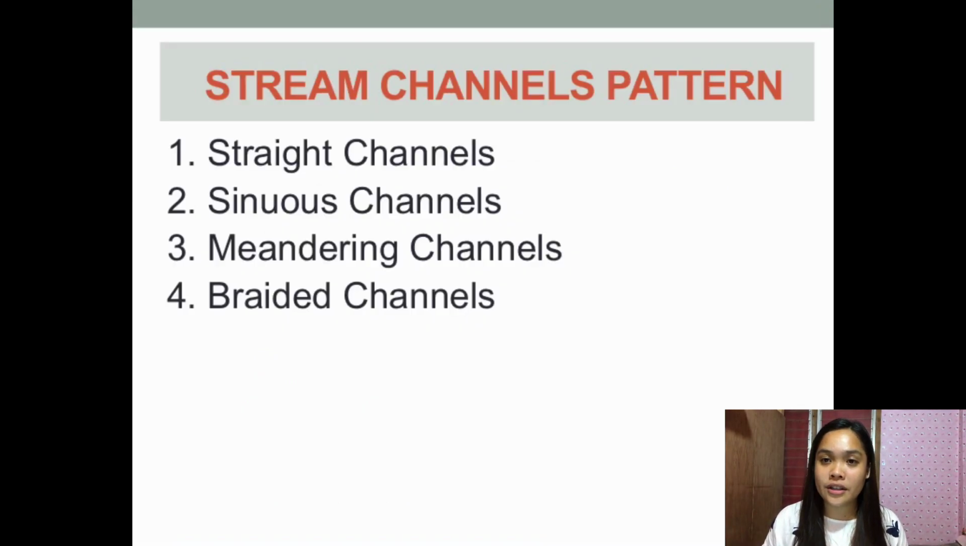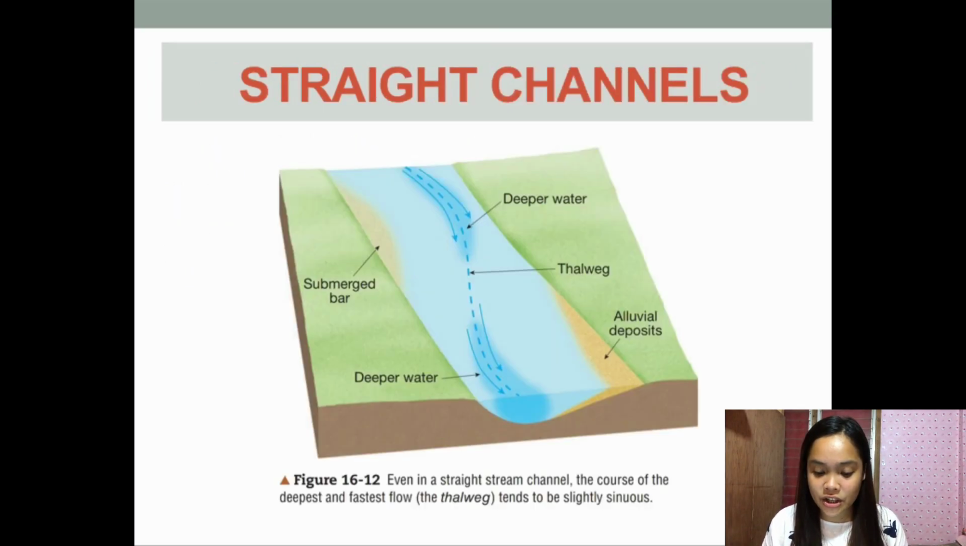So, there are four stream channel patterns. The first pattern is the straight channel. Straight channels are short and uncommon, and are usually indicative of strong control by the underlying geologic structure. A straight channel does not necessarily mean that it has straight flow. However, there is a line running in the direction of the water and indicating the deepest parts of the channel.